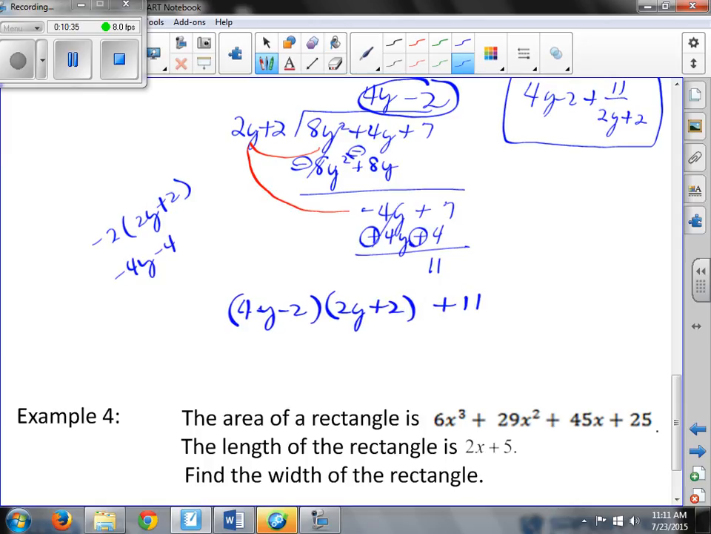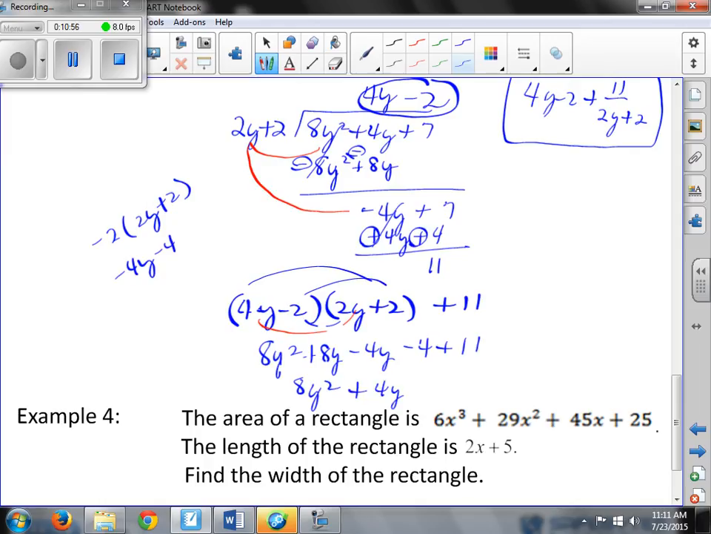to what I get. So 4y times 2y gives me 8y squared. The outside gives me plus 8y. The inside gives me minus 4y. The last gives me negative 4 plus 11. So I have 8y squared plus 4y. Negative 4 plus 11 gives me 7. Now, did that match? Is this the same as this? Yes, it is. So I know I have the correct answer.